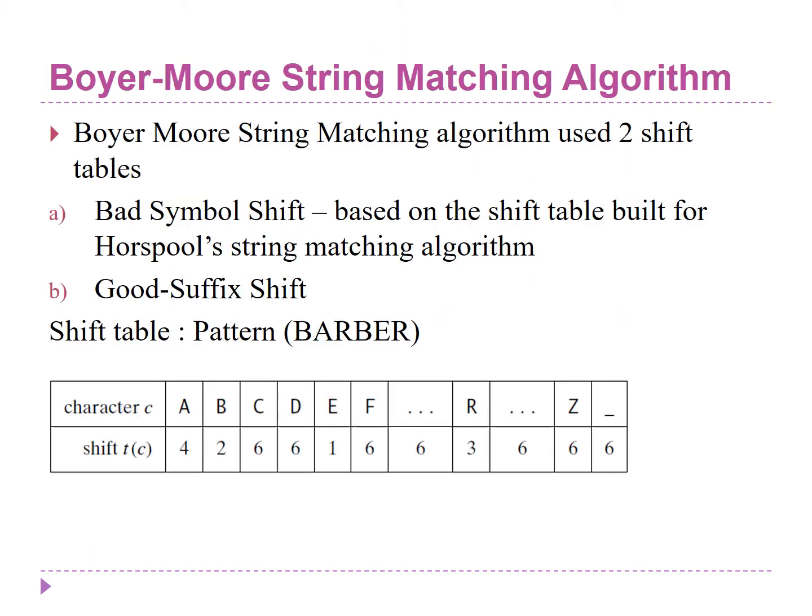Boyer-Moore string matching algorithm. The Boyer-Moore string matching algorithm uses two shift tables. The first one, the bad symbol shift table, is based on the shift table built for the Horspool string matching algorithm. The second one is the good suffix shift table. The shift table for pattern barber, which we built in the Horspool string matching algorithm, is as given here.